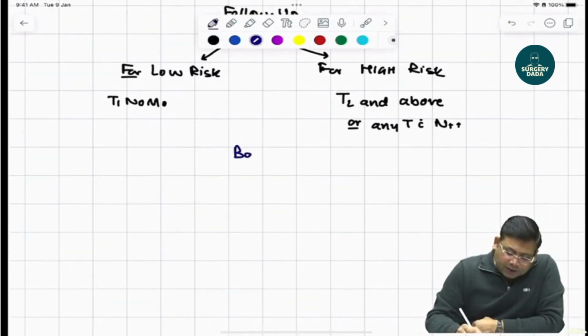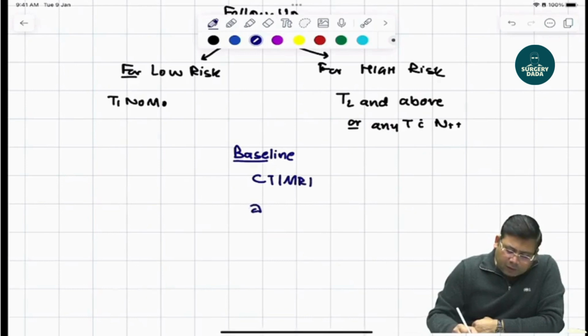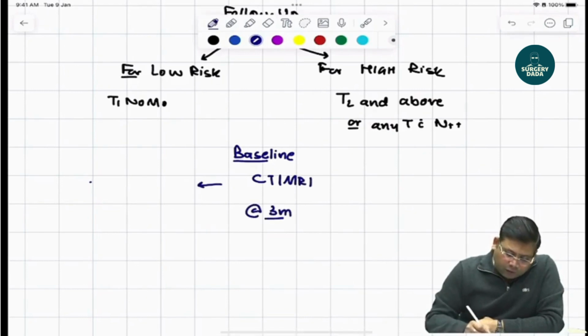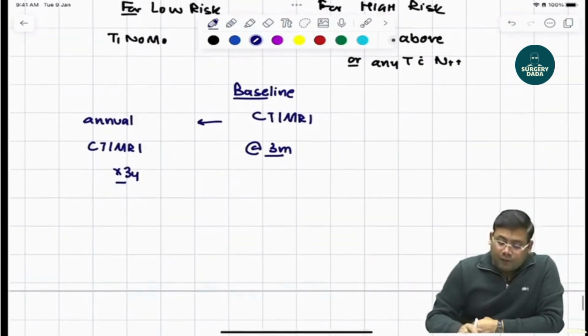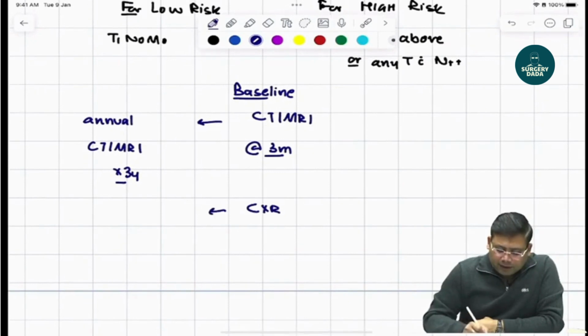So first thing is, once the surgery is done, you will have to repeat a baseline CT or MRI, and this is done for both the categories after 3 months. After that, what you have to do? For low risk, annual CT or MRI up to 3 years. This is simple. Whenever the patient comes, you will also go for chest X-ray. Why? The metastasis to the lungs are the most common distant mets.